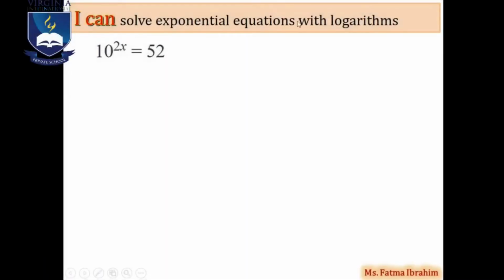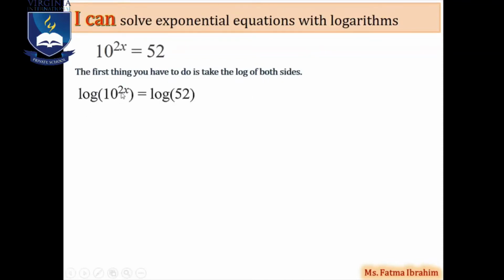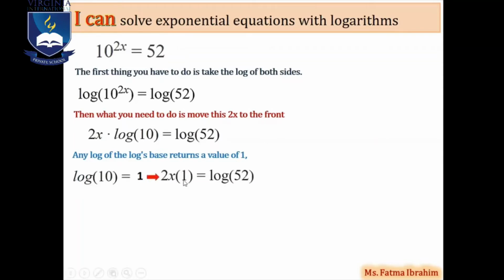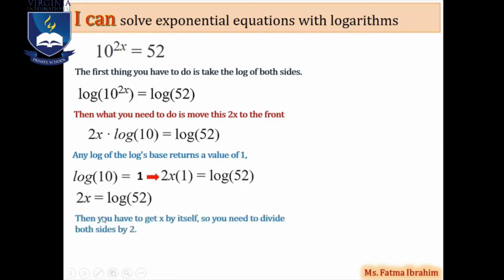I can solve exponential equations with logarithms. 10 to the power of 2x equals 52. The first thing we have to do is to take the log of both sides. So log of 10 to the power of 2x equals log of 52. Then what you need to do is move this 2x to the front. So 2x times log of 10 equals log of 52. Any log of its own base returns a value of 1. So log of 10 can be written as 1. 2x times 1 equals log of 52. 2x equals log of 52.